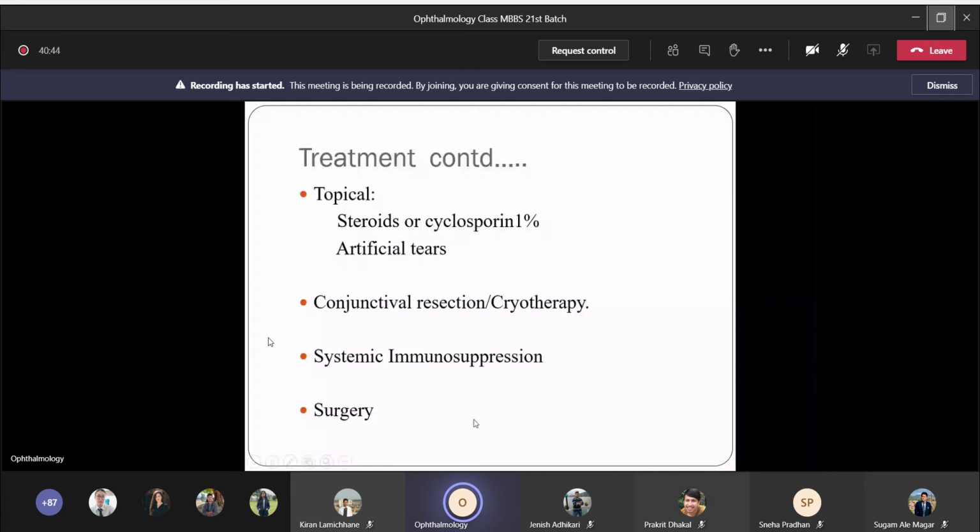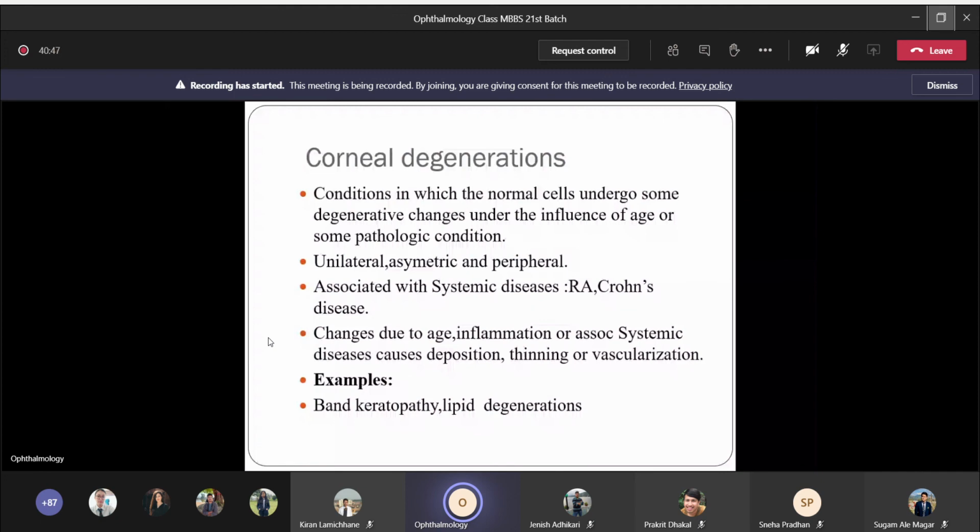So coming to the next topic, which is corneal degeneration and dystrophy. Corneal degeneration, as we all know, is the condition in which the normal cells undergo some degenerative changes under the influence of age or some pathologic conditions. It is usually unilateral, asymmetric, and usually peripheral. Corneal degenerations are usually unilateral, asymmetric and peripheral, and they are associated with systemic diseases.